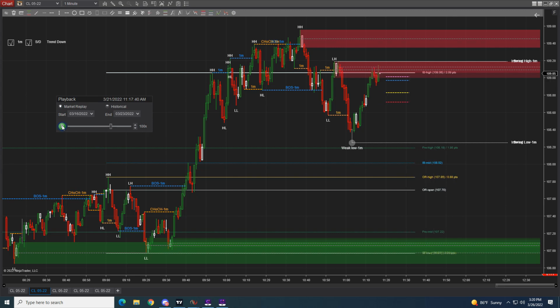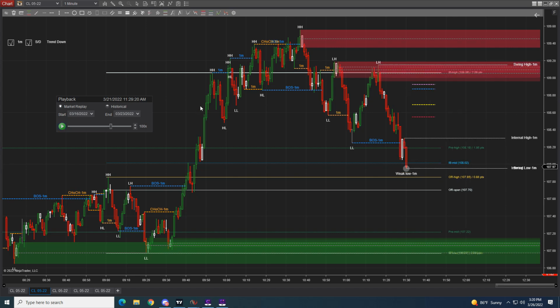So we come up, we're into the zone, little pause, we push out of it here. Now we're heading down towards that weak low. Let's see if we can get there. And there we go, right? So we get the combination here. So look what we get here. So first break of structure, change of character, change of character.